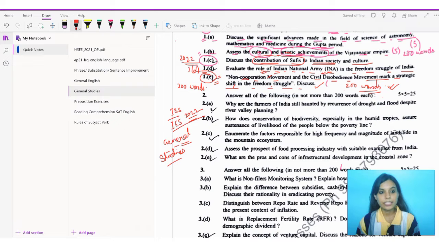If you get these types of questions once again, topics are related every year. Every year you get the same topics, but the questions differ. So if you get a similar kind of question related to the non-cooperation movement or the civil disobedience movement, then you can incorporate the points that I will be telling you here. So let's start our discussion.